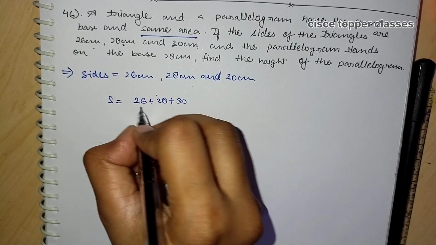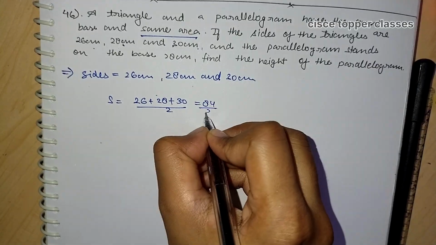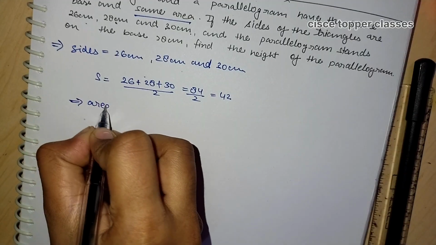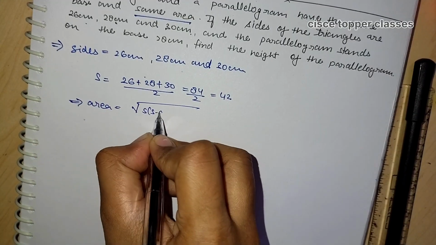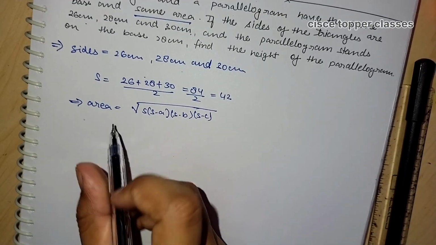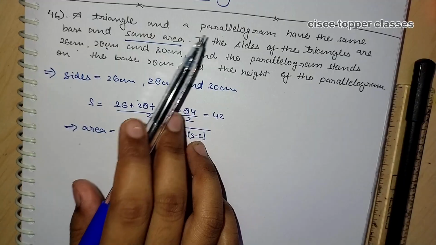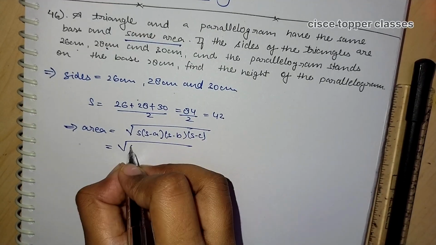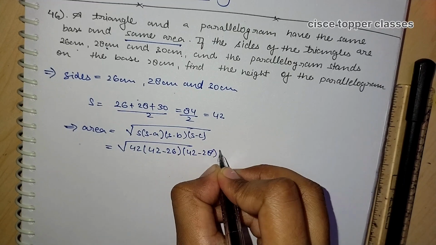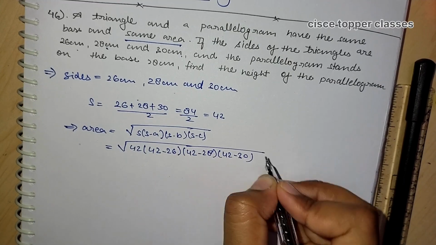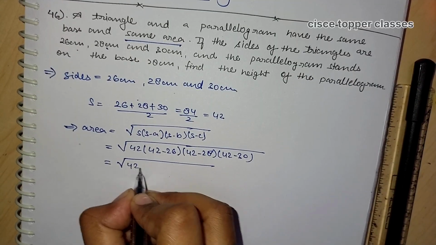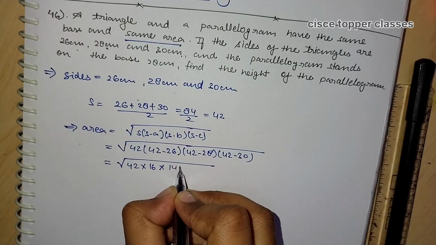Firstly we will find the semi-perimeter, so that we can find the area by Heron's formula. So 26 plus 28 plus 30 divided by 2 equal to 84 divided by 2, means 42 here. By Heron's formula, we can write the area as under root S into S minus A into S minus B into S minus C. So that we will find the area of the triangle, and it is given that the parallelogram has the same area. So we put the values: 42 into 42 minus 26 into 42 minus 28 into 42 minus 30, equal to under root 42 into 16 into 14 into 12.